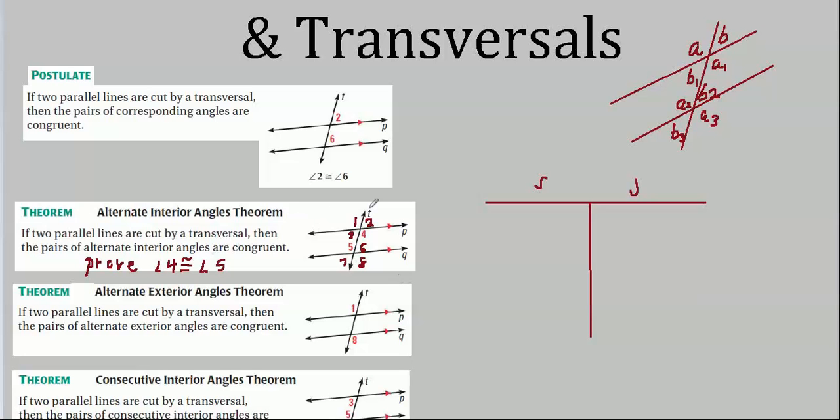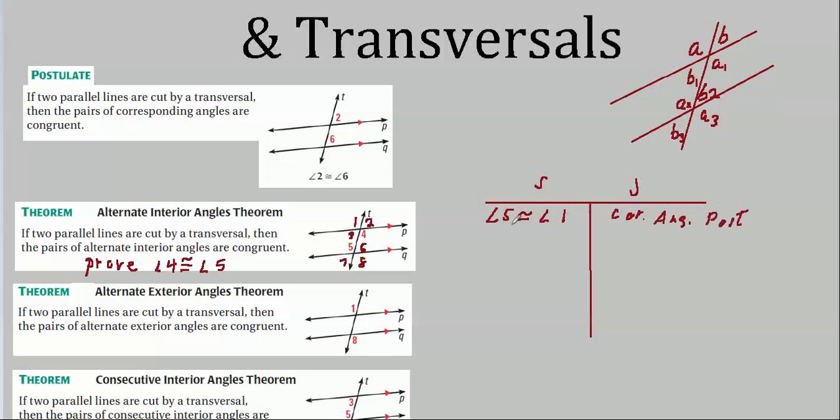Now in this case, it's really an easy proof. I think the first thing we can do is go ahead and use our corresponding angles postulate and write that angle 5 is congruent to angle 1. So what do we have here? Angle 5 is congruent to angle 1, and that's the corresponding angles postulate.